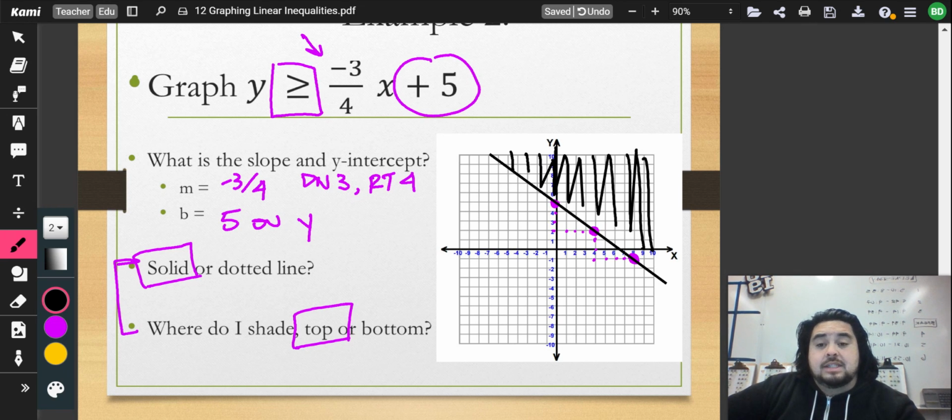The two differences that you have to consider, both by looking at the inequality, are what does your line look like? Is your line part of the solution or not part of the solution? So that would be a dotted line. And then where do you shade, on the top or the bottom?